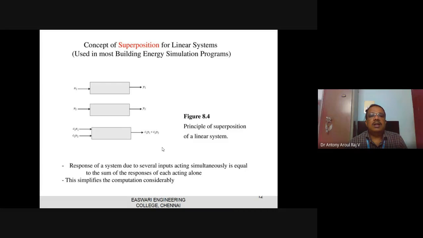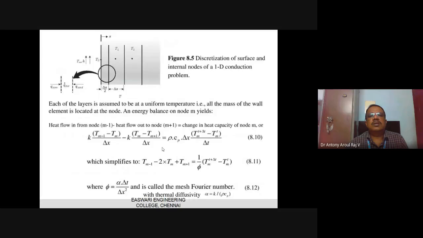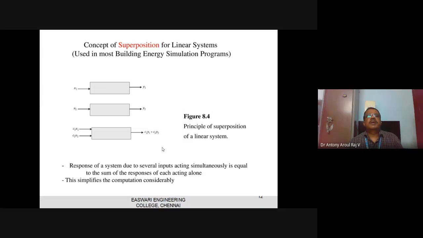So the method we are using is the transfer function method. We are going to use the principle of superposition of linear systems. Using that concept, we are going to find the conduction transfer function for the building wall. You can take a particular wall and do this analysis for individual walls, and after that you can add everything together.